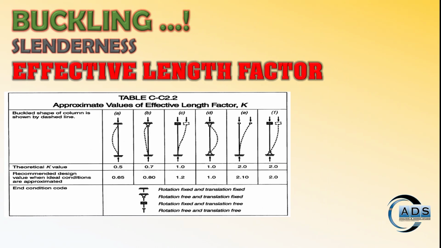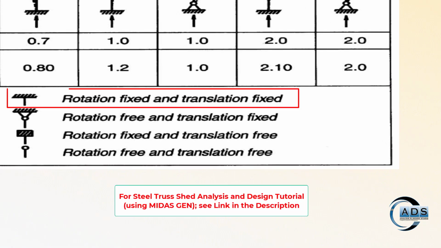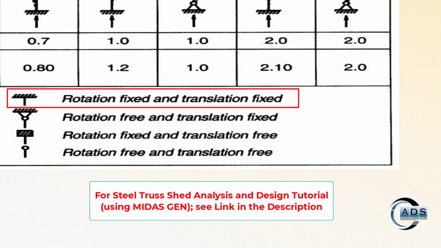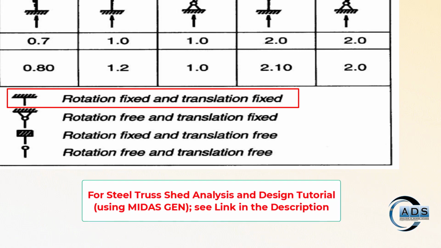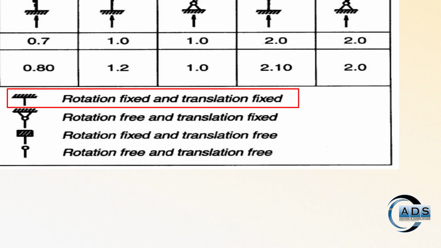In this table, there are 6 cases for the column end supports, and there are 2 values for each case. One is for theoretical purposes and the second one is for practical purposes. And we can see that there are 4 types of supports. The first support is this one, where the rotation is fixed and translation or side sway is also fixed. Means rotation and side sway are not allowed at the column end.